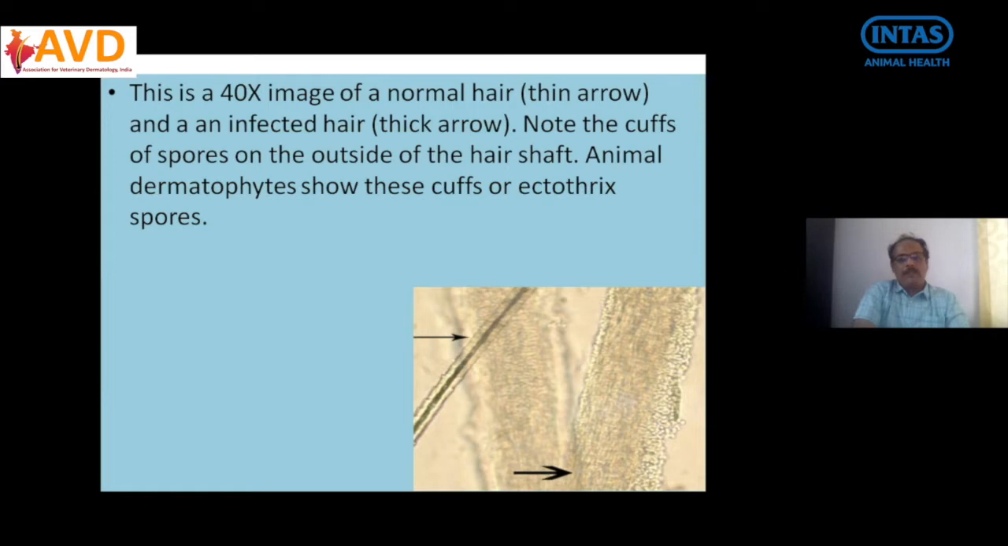And here a normal hair is shown along with a dermatophyte infected hair. In the normal hair, no arthrospores or fungal spores are seen, whereas in the infected hair you can clearly see that the fungal spores are towards the border of the hair or outside the hair shaft. Usually an ectothrix type of arrangement is seen in this type of dermatophytic conditions.